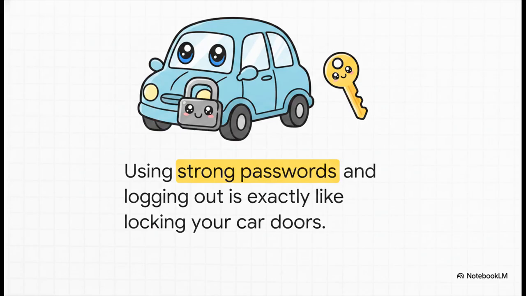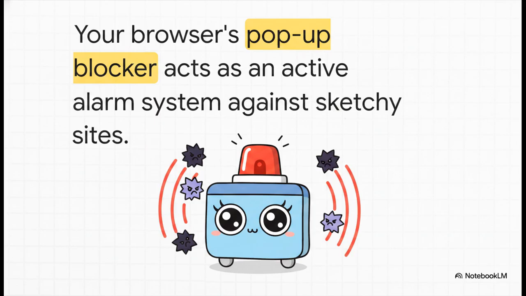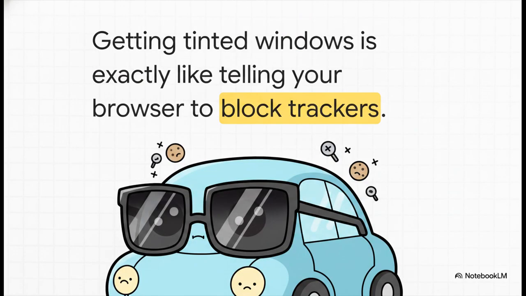In the real world, obviously, you lock your car doors. Well, online, locking your doors is exactly like using strong passwords and actually making sure you log out of your accounts when you're done. Next up, you might have a car alarm installed to warn you about trouble. On your browser, that's exactly what having your pop-up blocker turned on does. It acts as an active alarm system that keeps you away from sketchy, malicious sites that are definitely trying to cause you harm.